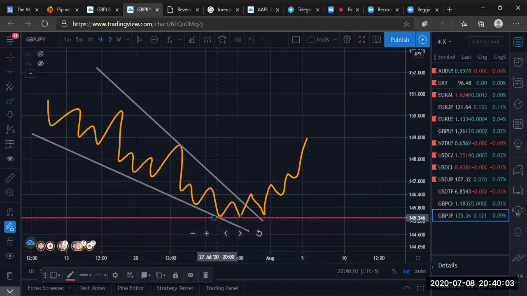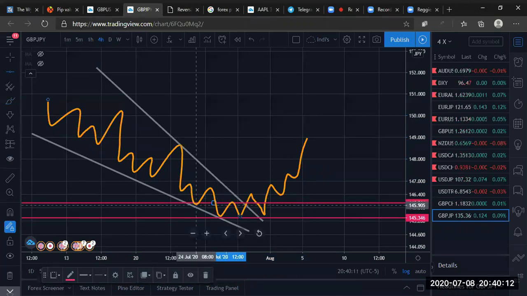This is structure at the bottom. You see the double bottom right here. This is structure to the top side, because you see it hit that structure, made a pullback, broke down and came back up again. It tried to pull down again, but it just couldn't make it.